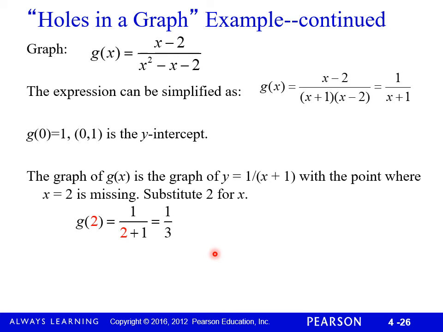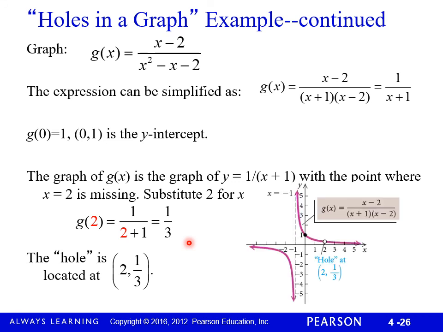So we have to find the y value here. When we plug in 2, where the hole is, we get 1 over 2 plus 1, or 1/3. So the hole is going to be located at 2, comma 1/3. And if you look at this graph, you can see that. We have our graph here, we have our graph here. We do cross the x-axis at, no, that's the y-axis. We don't ever actually cross the x-axis. And we can see there's a hole at 2, 1/3.